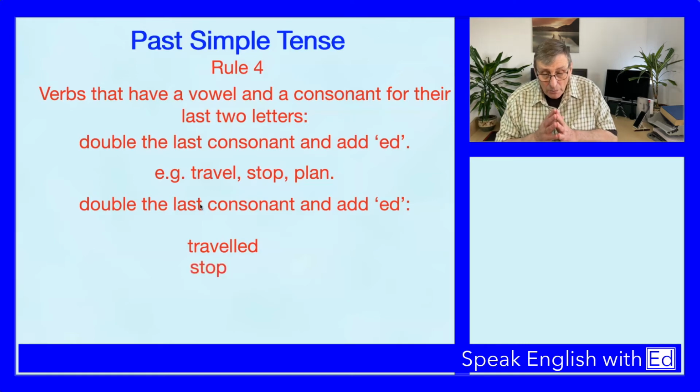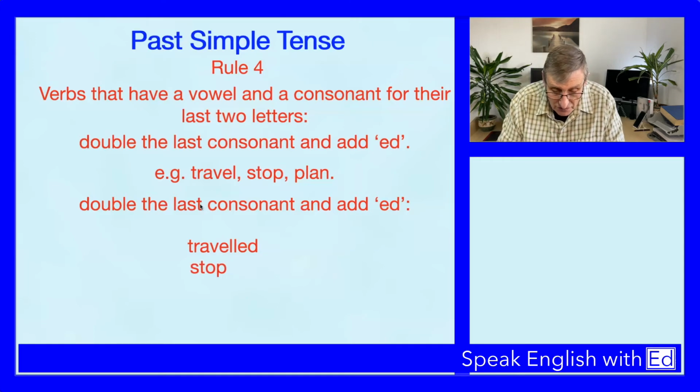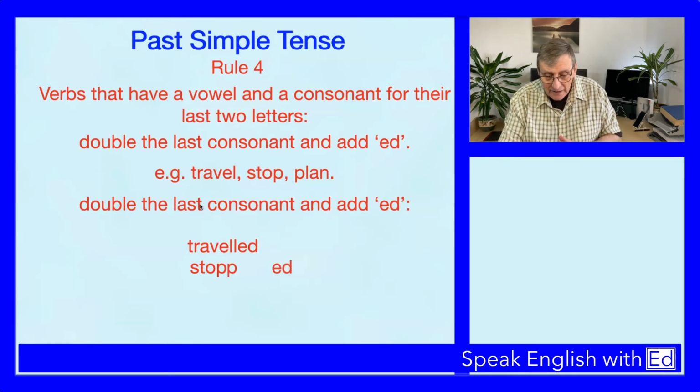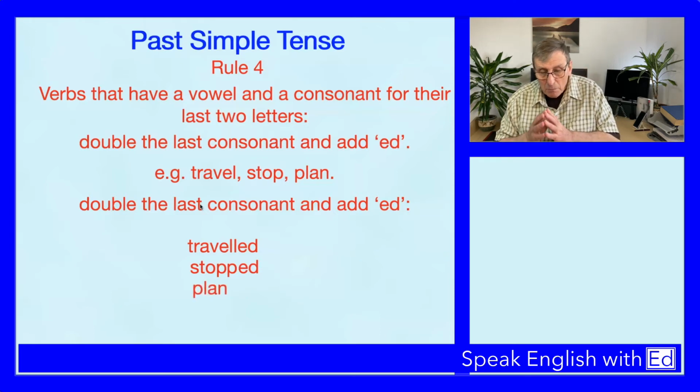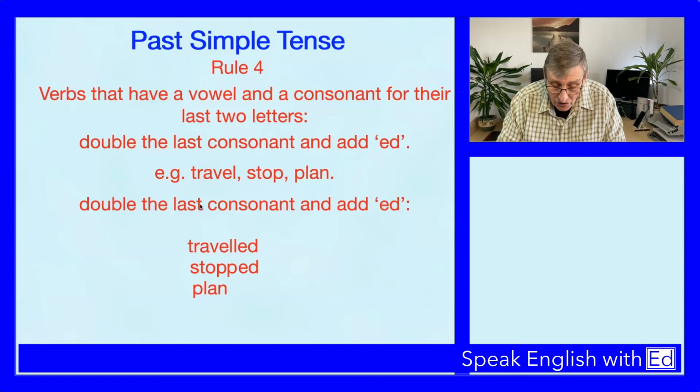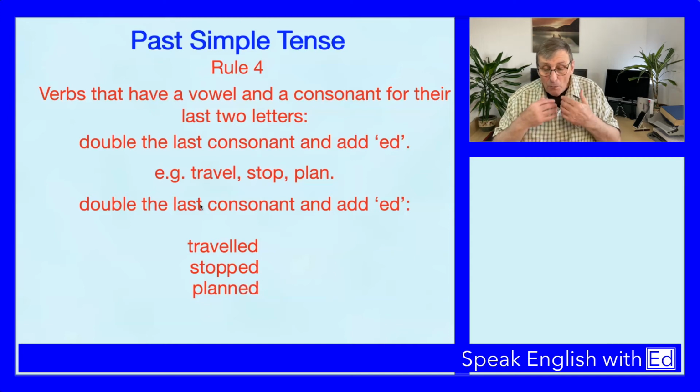And then same with stop. You take the last consonant, which is P, and you add another P. You make it into a double, and then you add ed to it. Stopped. So we've got travelled, stopped. And the last one is plan. We're going to do exactly the same here. We add another N, because N is the last consonant in the word, and then add ed. So we've got planned.